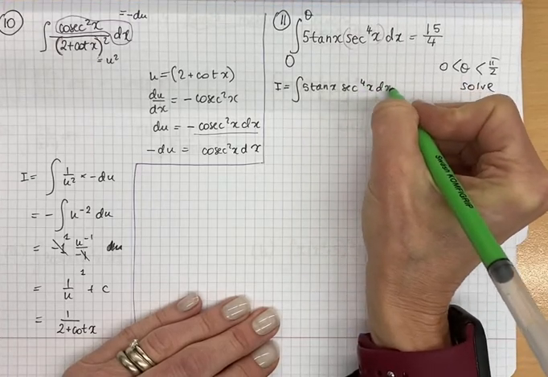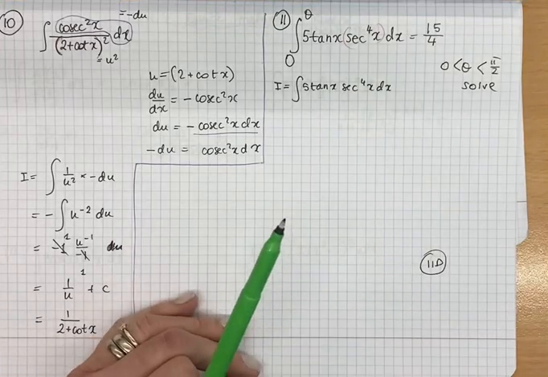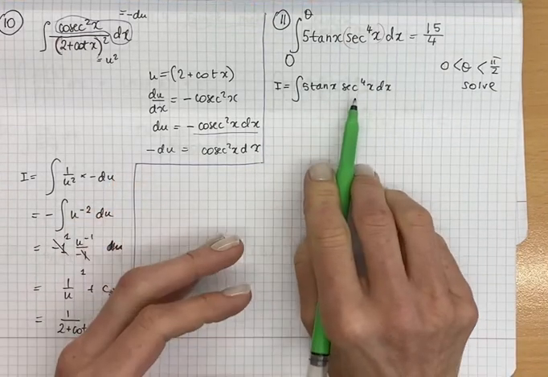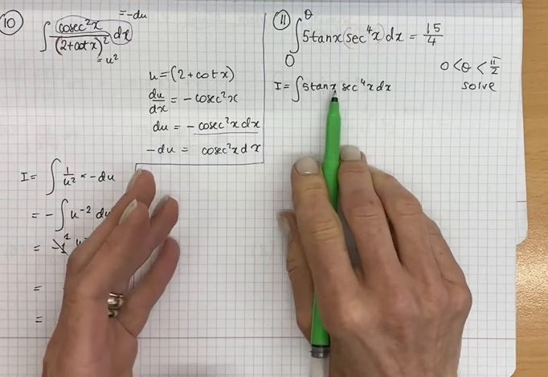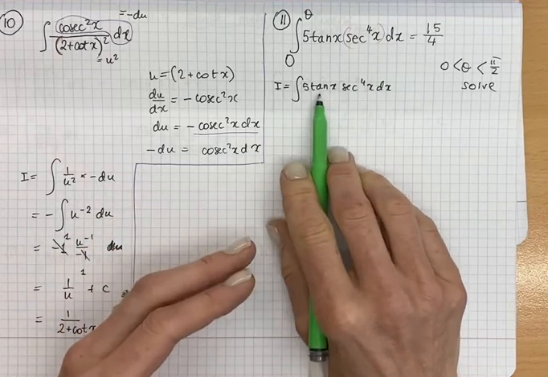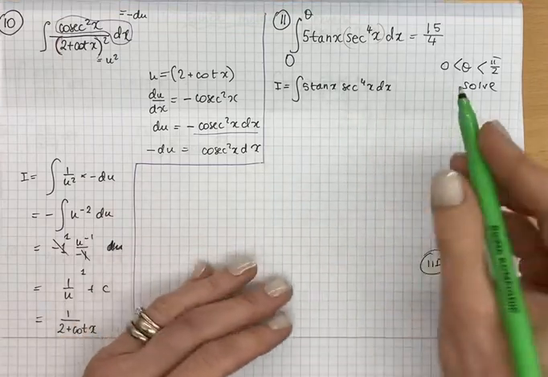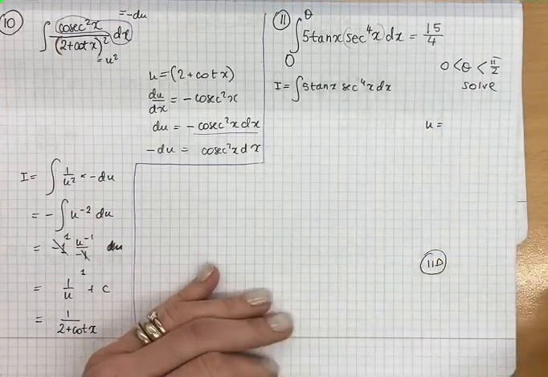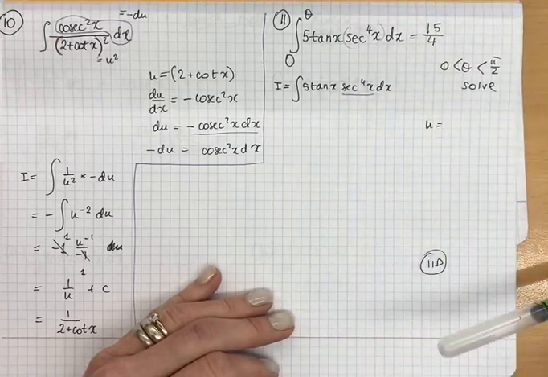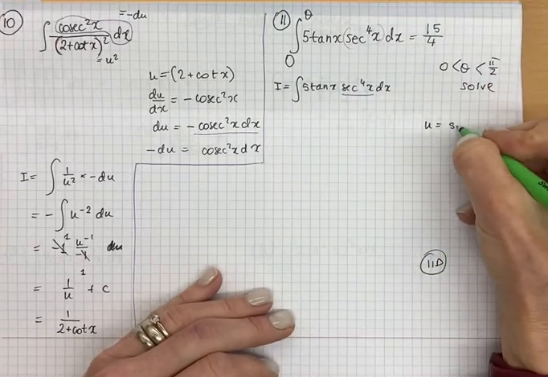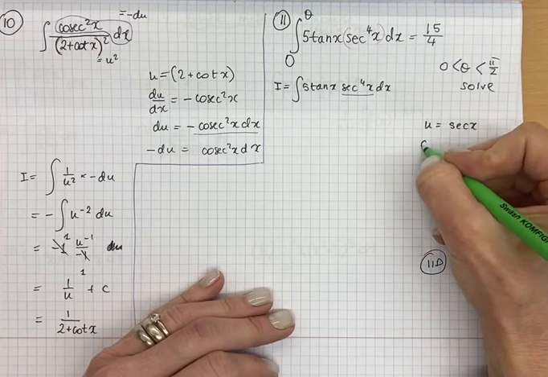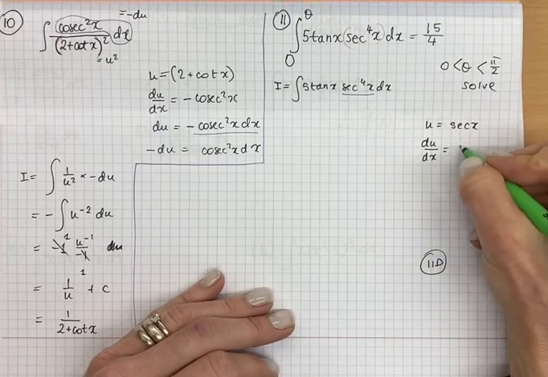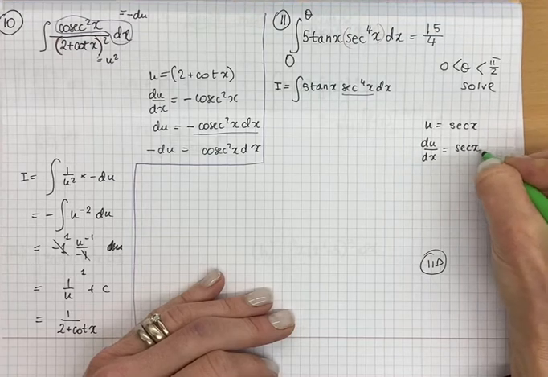There you go. And over here, I could see that sec differentiates to sec tan. So I want to keep the derivative. So I want to keep tan and one of the sec. So I'm going to still go for replacing the weird powers, so this one over here. So let u is equal to sec x. So du dx is equal to sec x tan x.